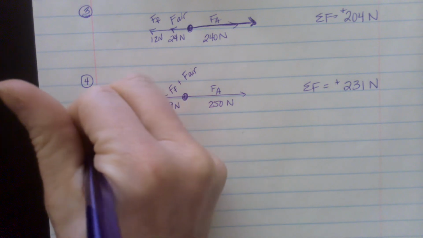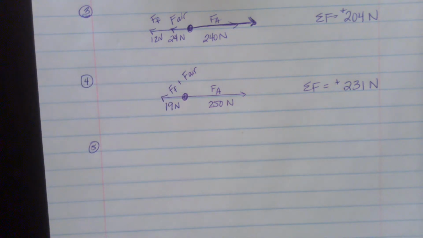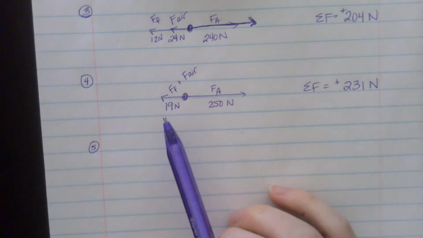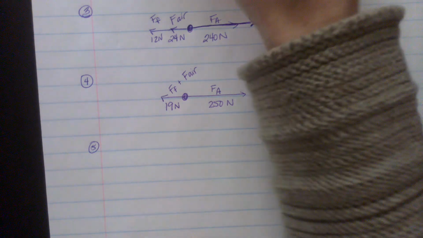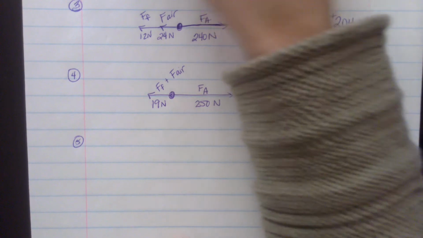Number 5. I don't think I'm going to write this one out. This one says, what does Newton's first law state? So this one, hopefully, you were able to find it in the notes. It's an object at rest stays at rest, object in motion stays in motion at a constant velocity unless an outside force acts on it.